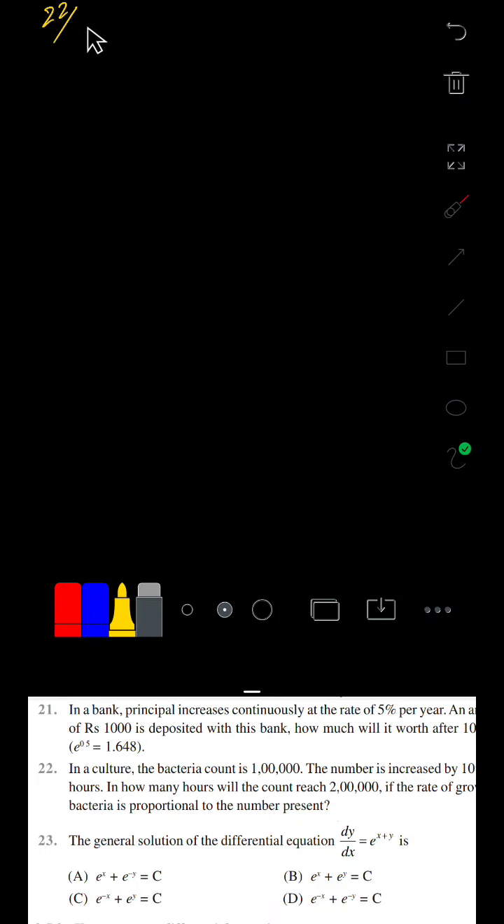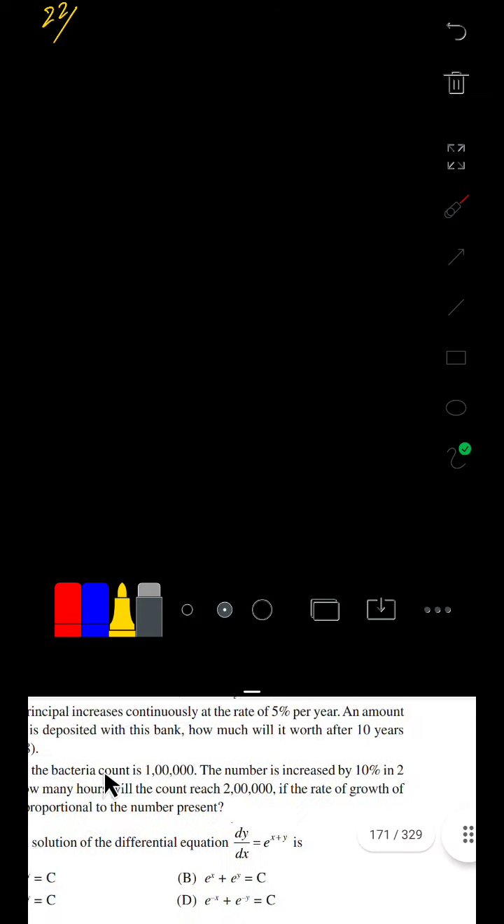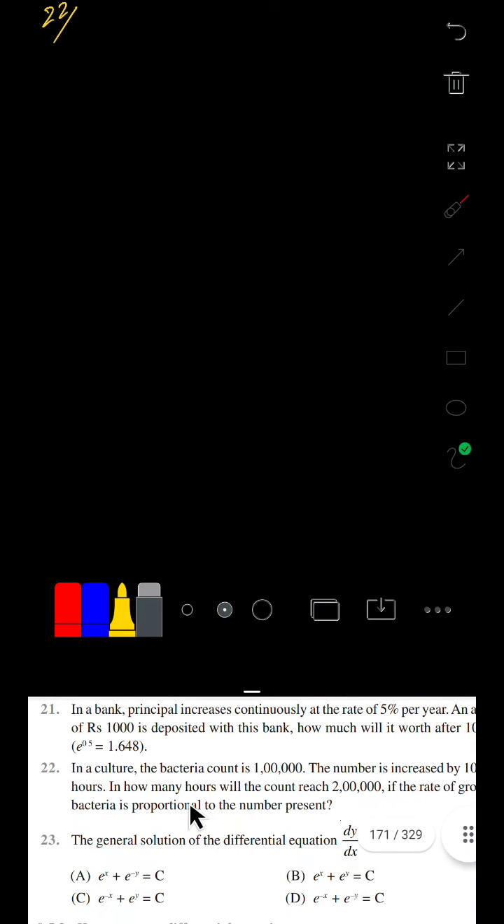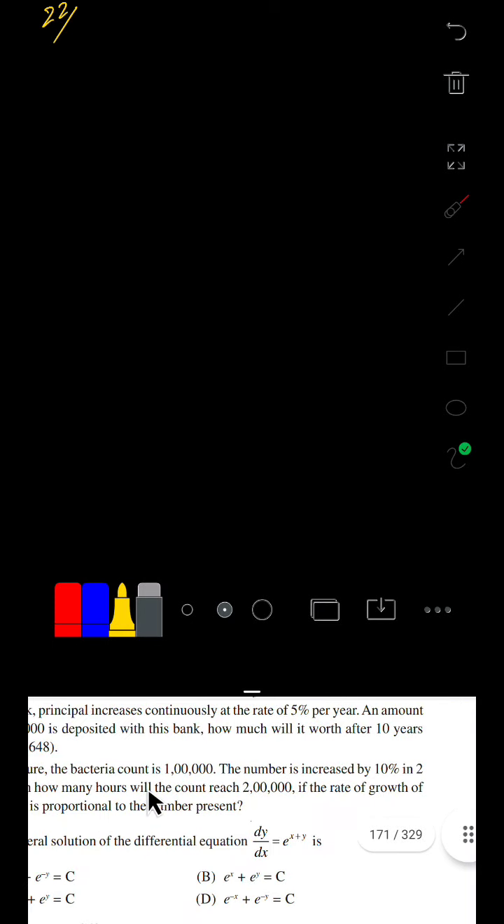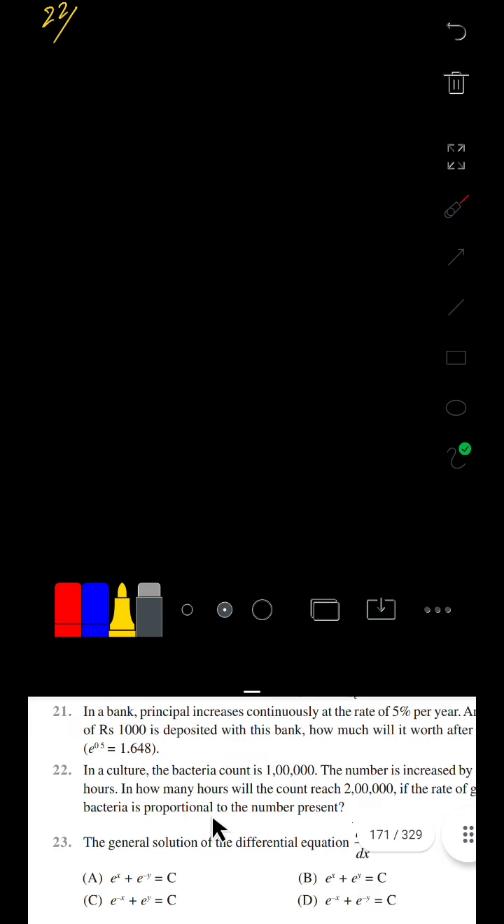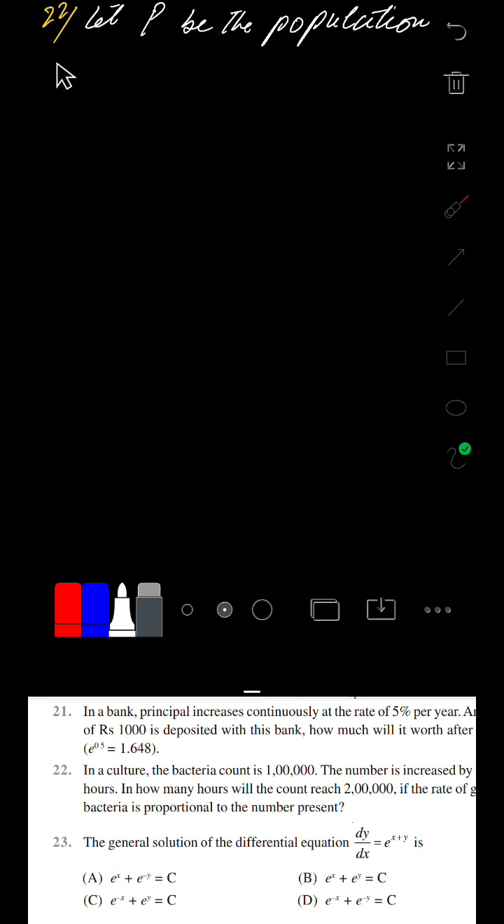Now problem 22. In a culture, bacteria count is 1 lakh. The number is increased by 10% in 2 hours. In how many hours will the count reach 2 lakh? The rate of growth of bacteria is proportional to the number present. So let P be the population of bacteria at time t.